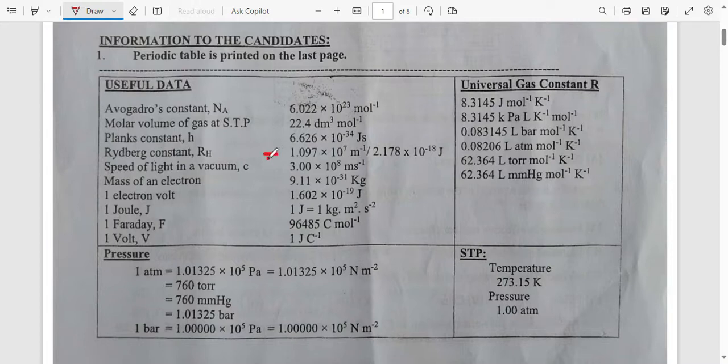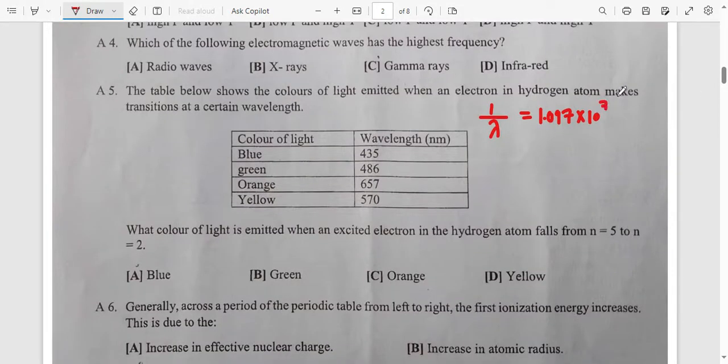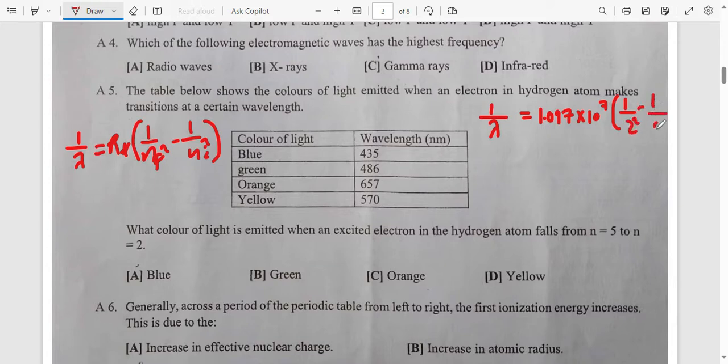Okay, the value is here: 1.097 times 10 to the power 7. Then we say 1 over wavelength is equal to RH times (1 over the final energy level squared minus 1 over the initial energy level squared). The final energy level is the second energy level, from this question, so that will be 2 squared. Minus 1 over, we're coming from the fifth energy level, so that will be 5 squared. 1 over 4, 1 over 25.